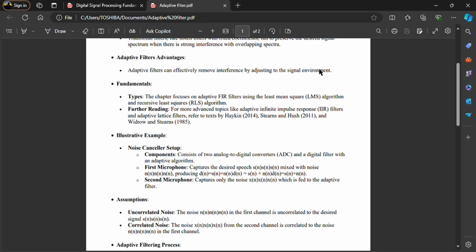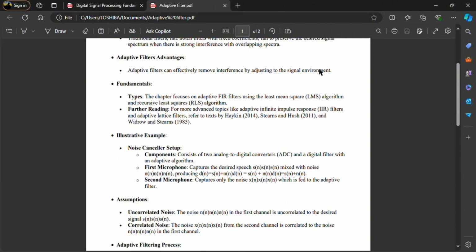The illustrative examples of adaptive filters. First of all, we have the noise canceller setup. Components consist of two analog to digital converters and a digital filter with an adaptive algorithm. Then the first microphone captures the desired speech mixed with noise.